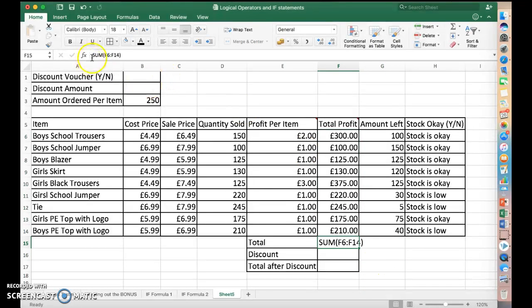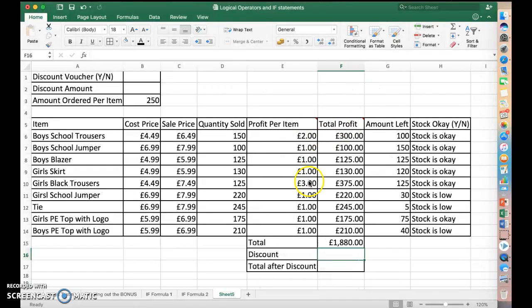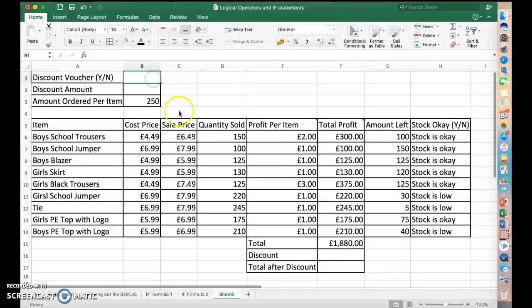Okay, written it in there for me, hasn't given me the equal sign, so I'm just going to pop the equal sign in there. Shouldn't have done, don't know why I did that. So £1,880 is our total profit. Now I'm going to program a discount. Okay, so this system is either going to say we've got a discount voucher or we haven't.